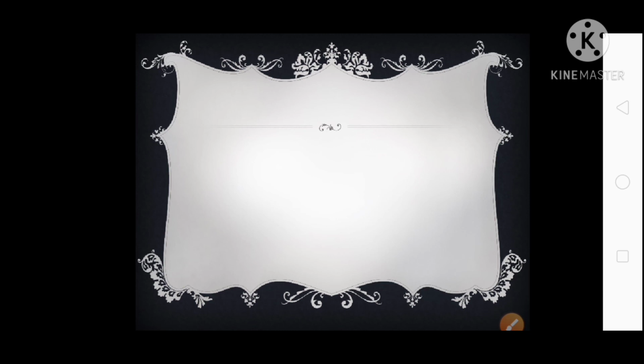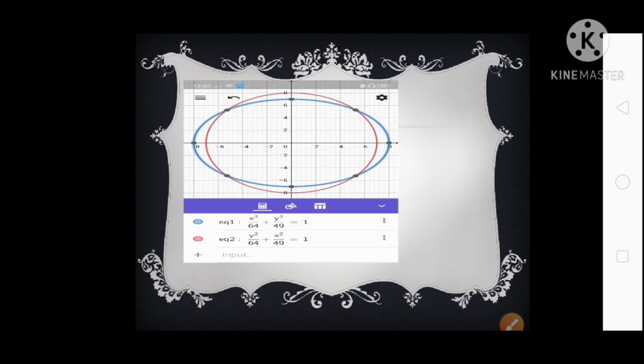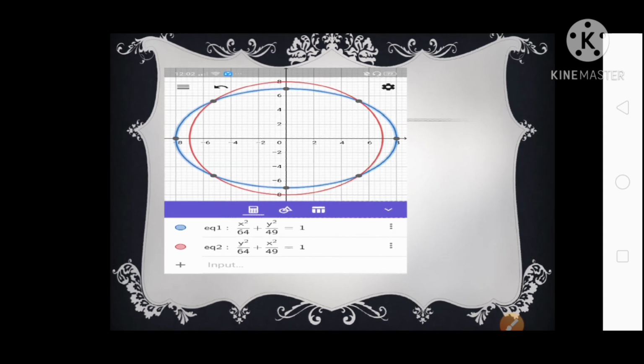So this is now the graph of the two equations, the vertical and horizontal. The blue color represents the horizontally oriented ellipse. Then the red one represents the vertically oriented ellipse.